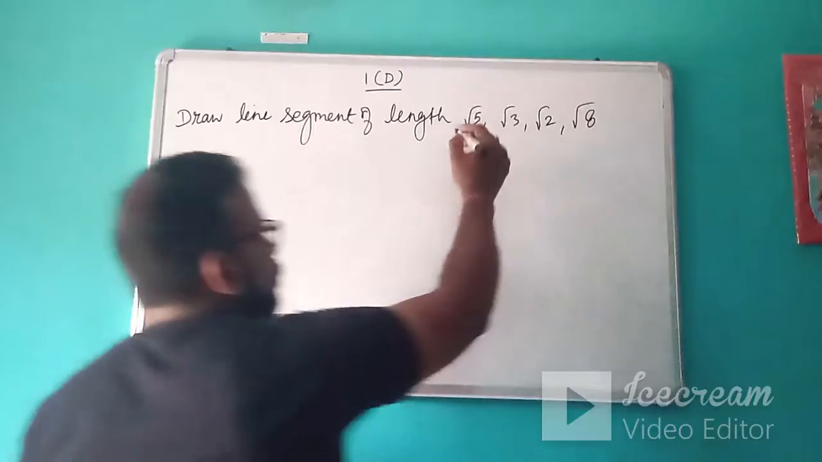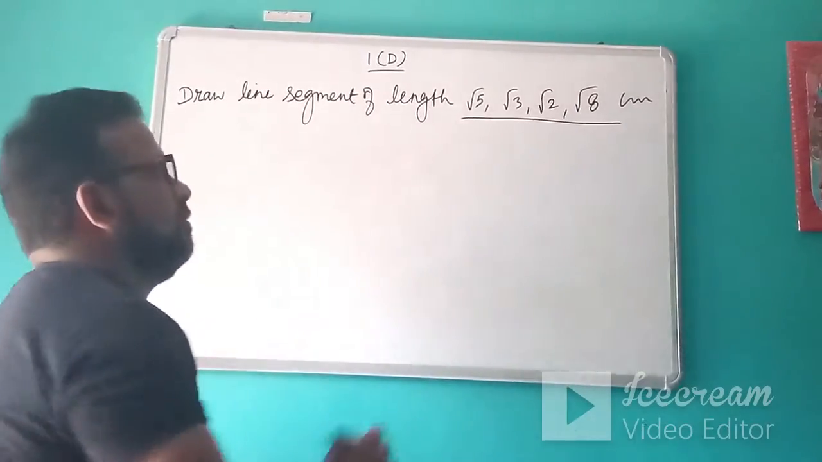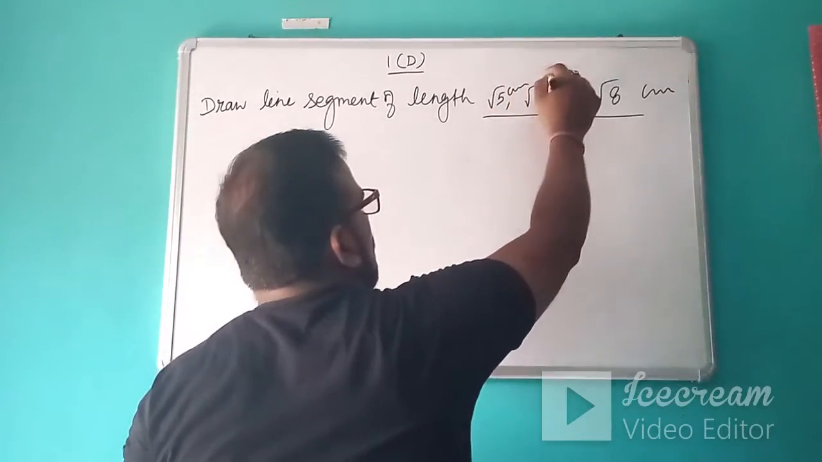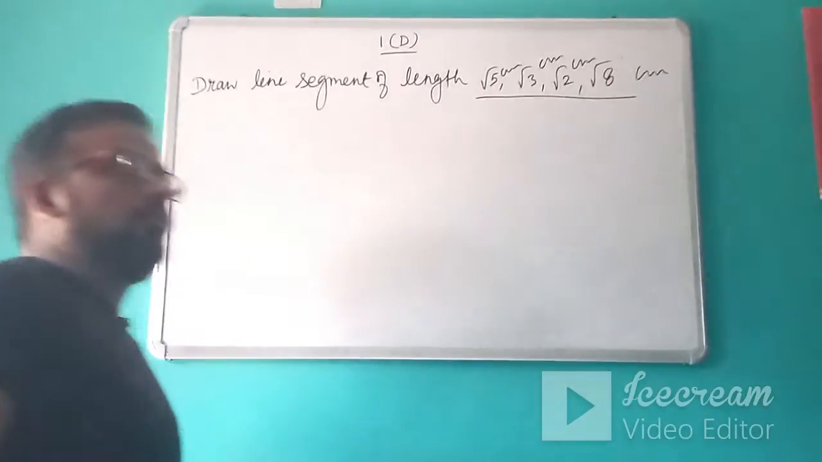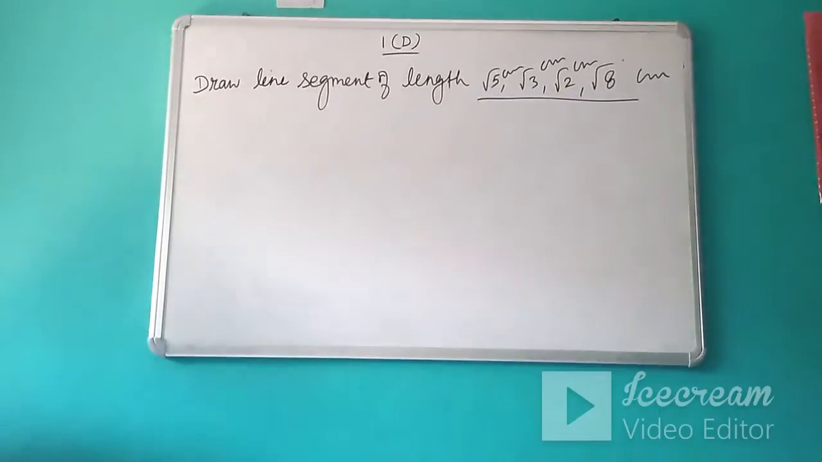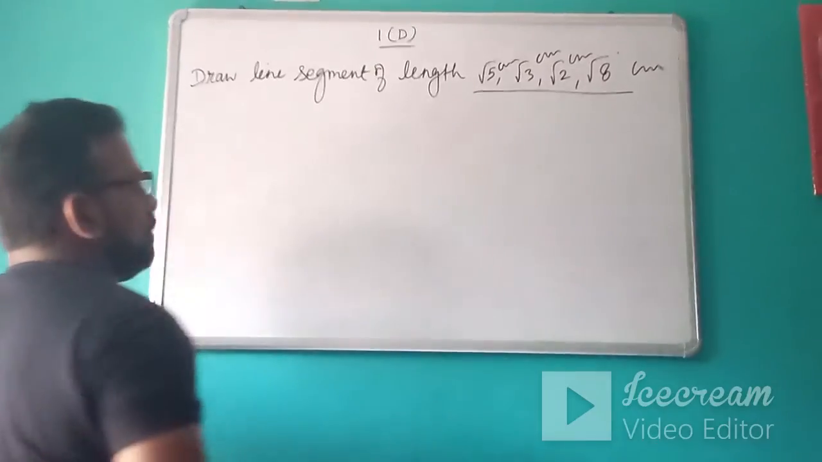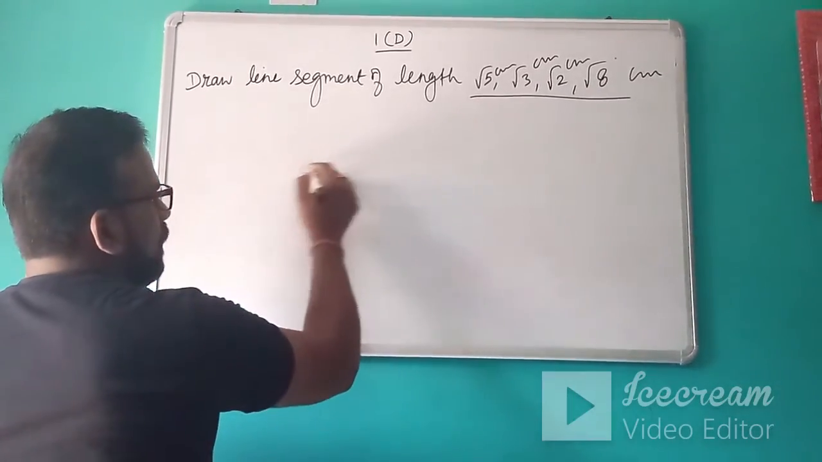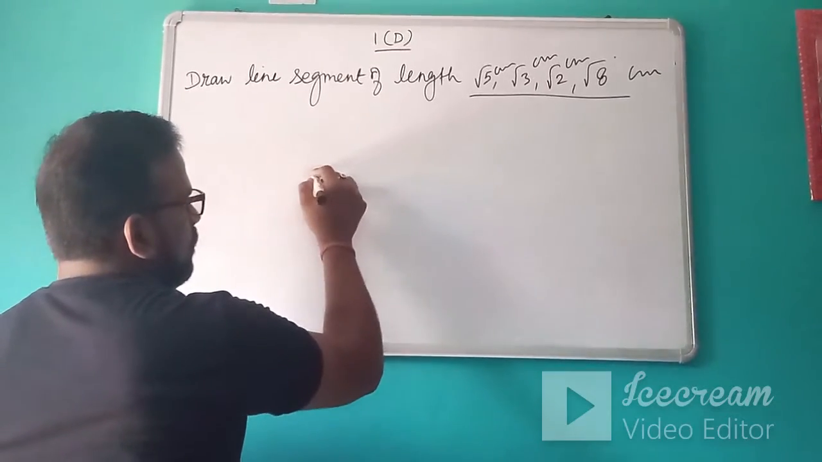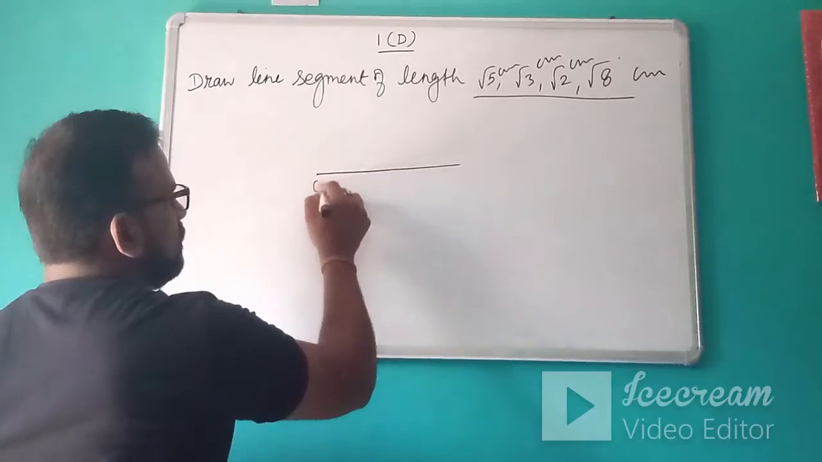Suppose you have to draw line segments of these lengths: root 5 centimeter, root 3 centimeter and so on. Since these are irrational numbers, you will not have the exact value, so it is very difficult to construct a line segment of these lengths. So what is the procedure? First you will take your ruler and make a line segment like this, and let this be your 0.